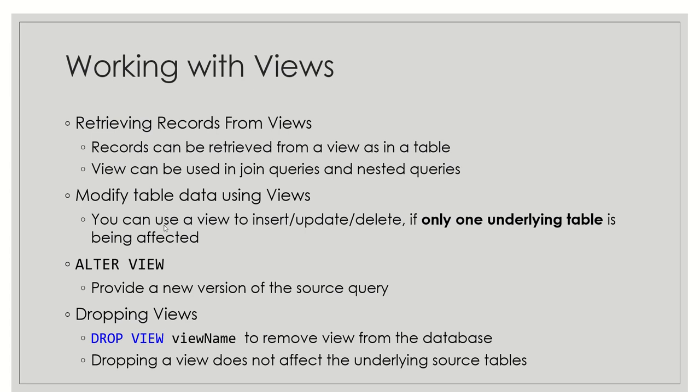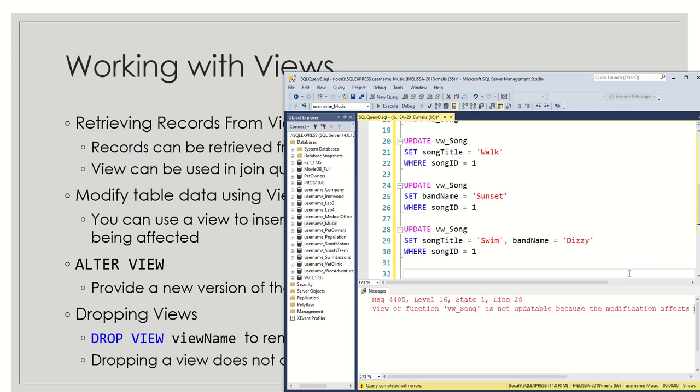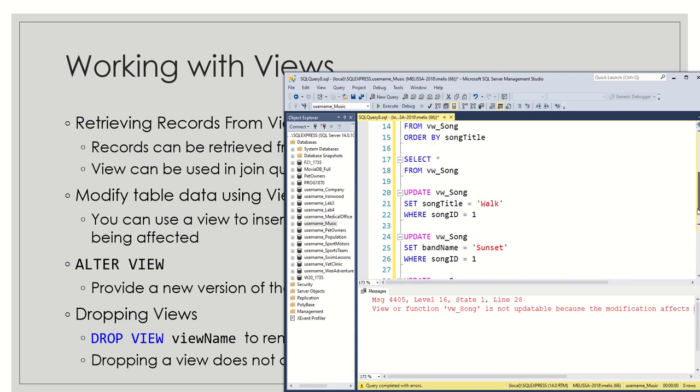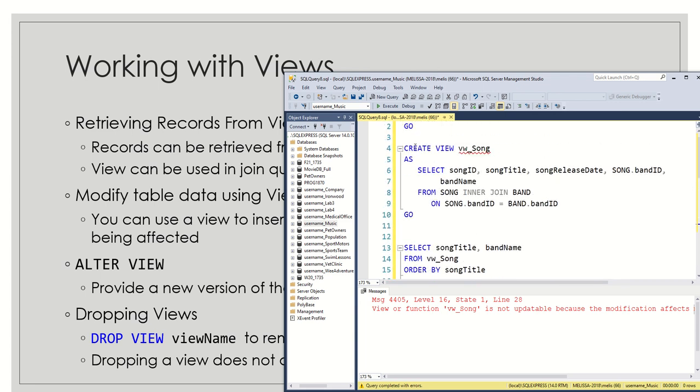Now, if we want to make changes to views, we can use an alter statement. And the way that an alter statement works with a view is that it has the exact same syntax as a create statement. The only difference is we use the word alter instead. So when you alter a view, you have to provide a new source query. So that is how we change what's existing.